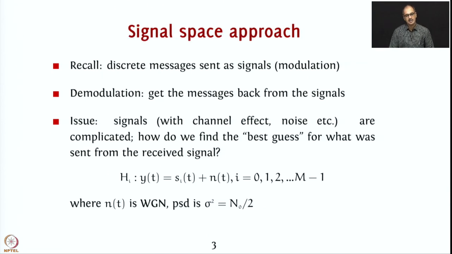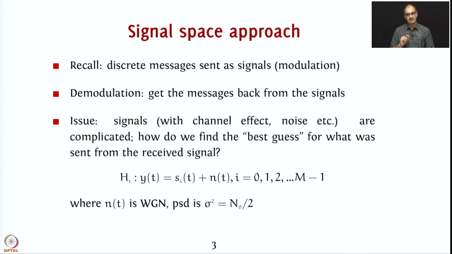So the signal space approach is something we have already seen. Recall that whenever we want to send one of, let's say, M messages, these M messages are sent as signals. That is, for message 1, there is a potential waveform that is sent. For message 2, there is a different waveform. And at the receiver, your task is to determine which message was sent by looking at the received waveform. Now, this is the process of demodulation, as we have seen.